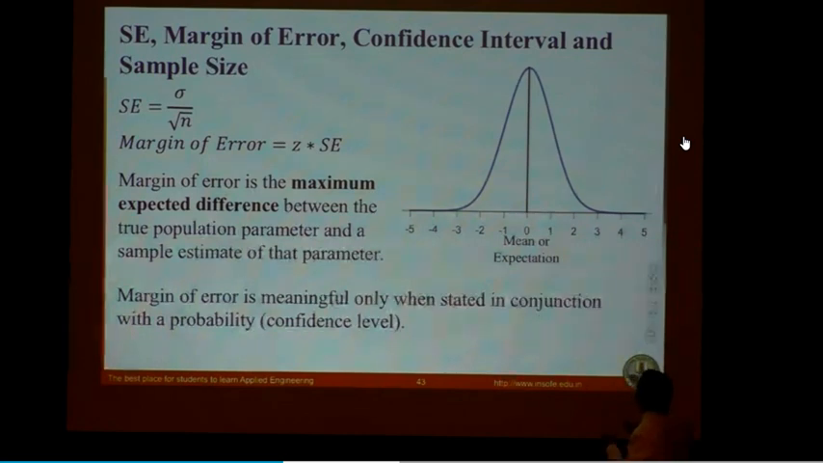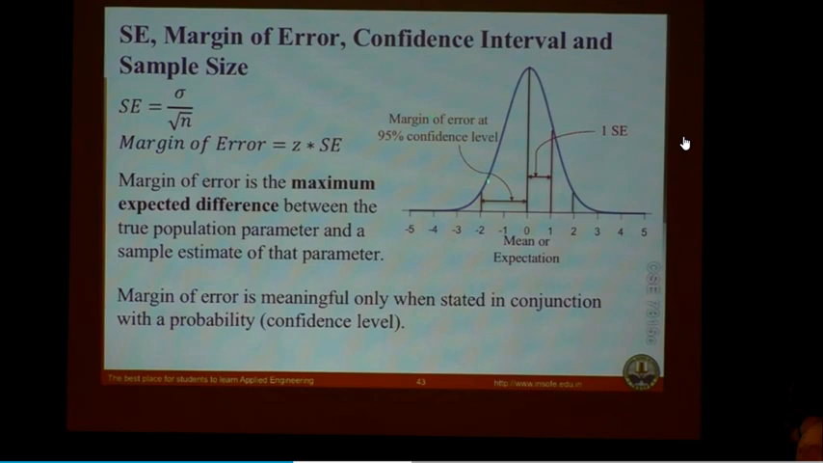Now, what is that? Standard error. Let's assume this is the sample distribution. That is the standard error. And margin of error, when I say that, is the margin of error at 95% confidence level. Margin of error has to be mentioned in combination with the confidence level, otherwise it doesn't make sense. And like I said, if it is not mentioned, default 95%. Otherwise, it should be mentioned. So, at 95% confidence level, that is the margin of error.